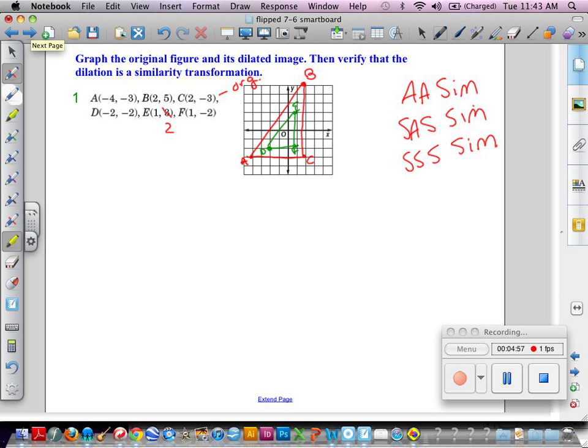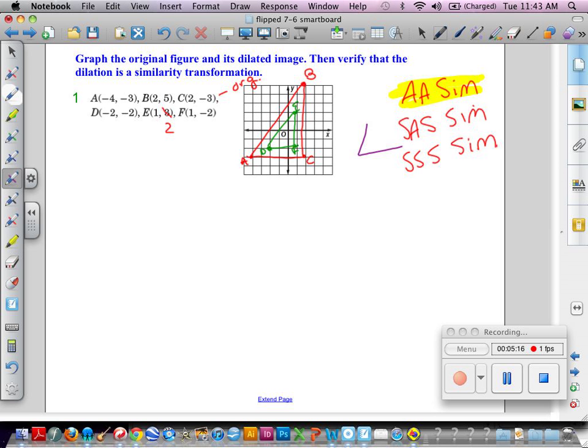I don't know that I have two angles congruent, so this is not going to work, and I probably am never going to have two angles congruent when I'm graphing. I'm not going to be able to tell that unless I take my protractor. Side angle, side similarity, I could use that one.